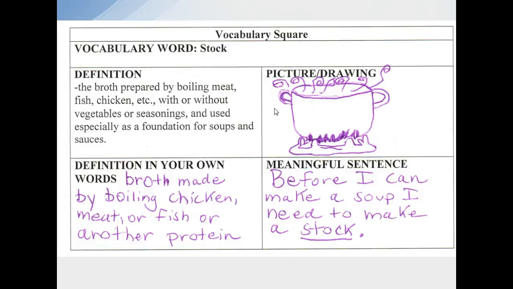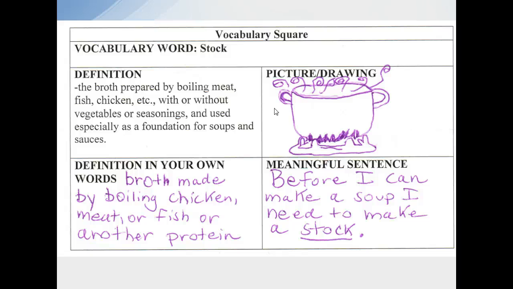So we have the vocabulary word stock. In this one, I provided the definition for them because it was pretty long and I didn't want them to have to copy it. So we have the definition: the broth prepared by boiling meat, fish, chicken, etc., with or without vegetables or seasonings, and used especially as a foundation for soups and sauces.